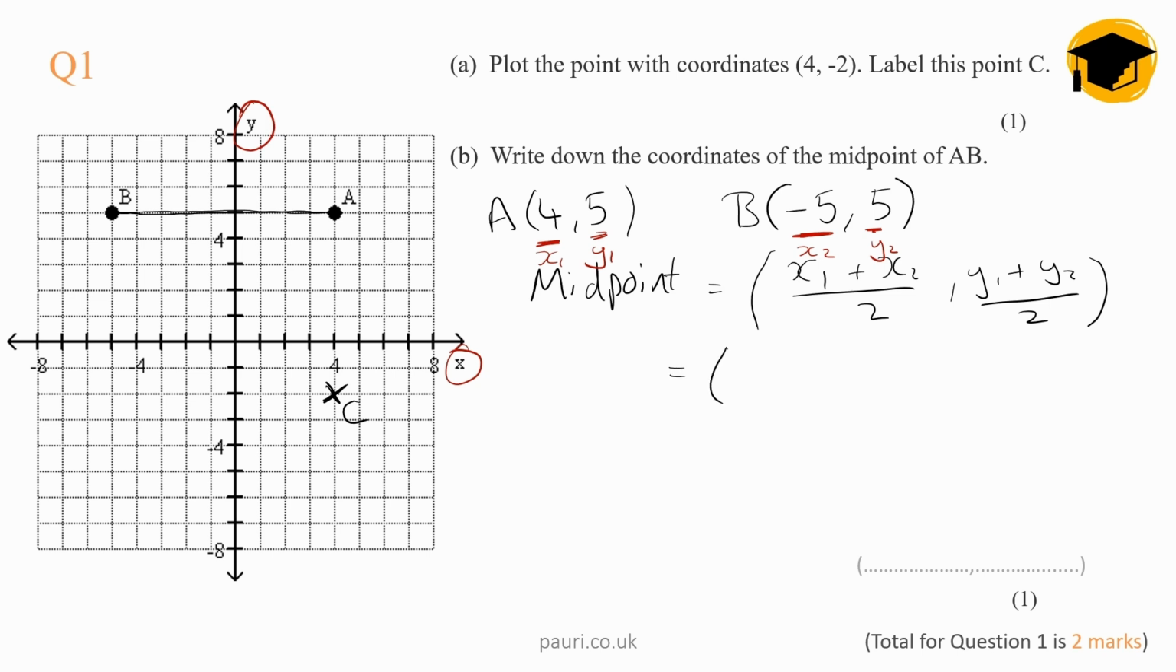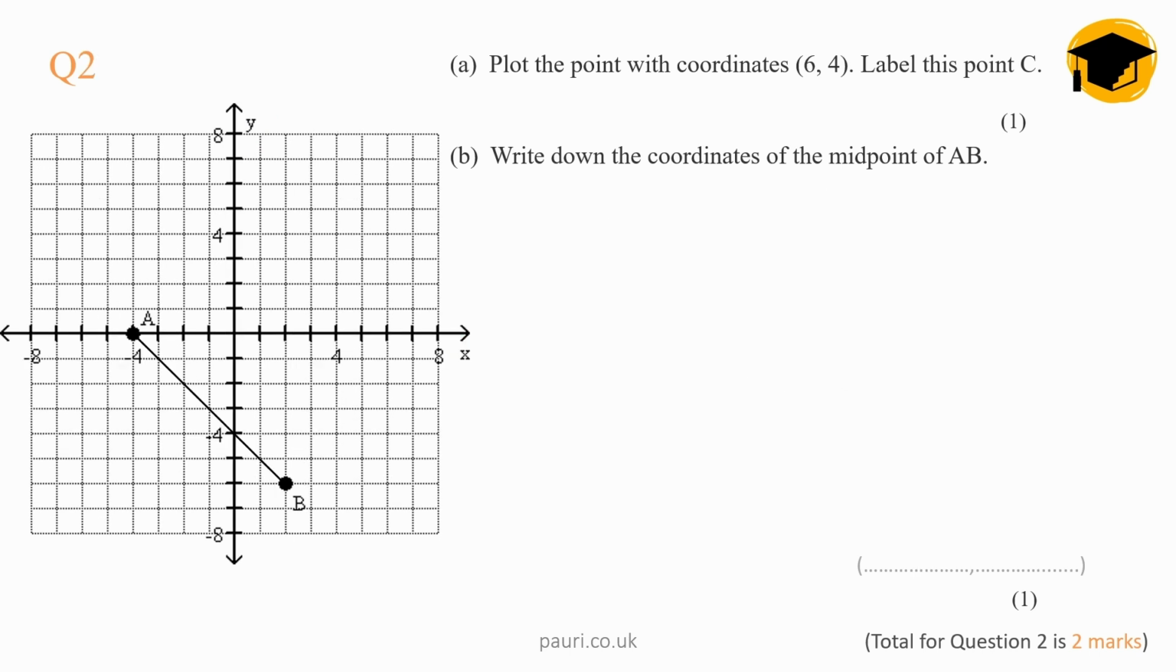x1 plus x2, so 4 plus -5 all over 2, comma, 5 plus 5 all over 2. A plus and a minus is a minus, 4 minus 5 is -1 over 2. 5 plus 5 is 10, divided by 2 is 5. Final answer, put it into the coordinates, -1/2, 5.